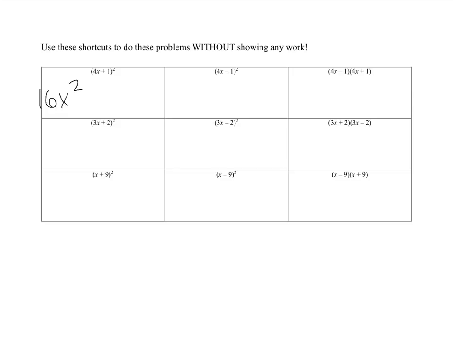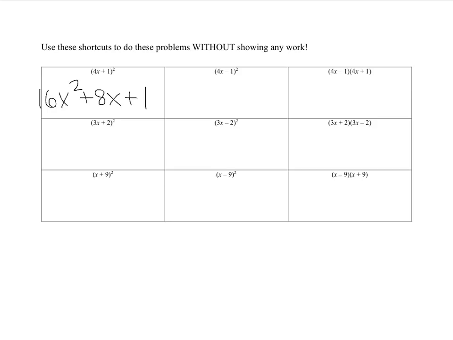And then to get the middle term, it's like you're multiplying the 4x times the 1 together, which gives us 4x. But we're going to have two 4x's in the middle, so that's going to give us 8x. So then we're going to have plus 8x, and then we square the last term. 1 squared is 1, so I get plus 1.